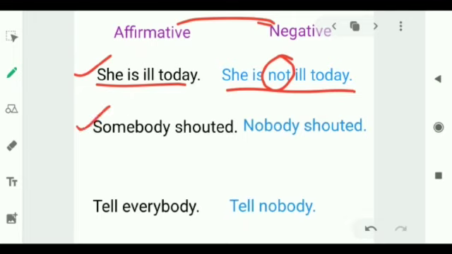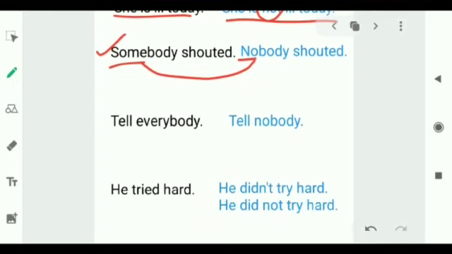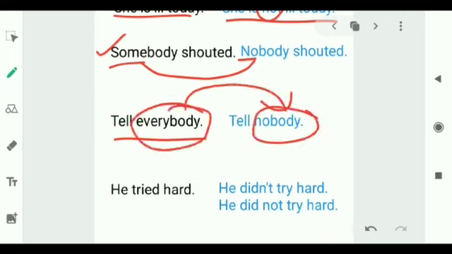Second example says somebody shouted. Now when we have changed it to negative form, some changes to no, that nobody is shouting, right? That no one is shouting. Now, let's move to the third example. Tell everybody. Over here, I have changed everybody to nobody. Means you are not going to give this information to anyone, right?